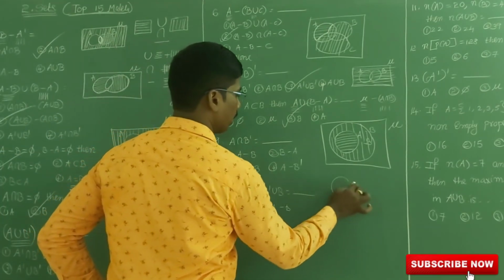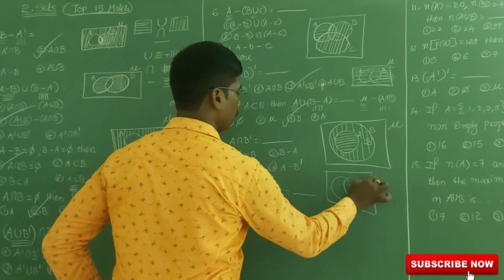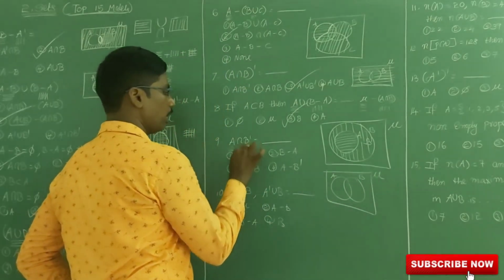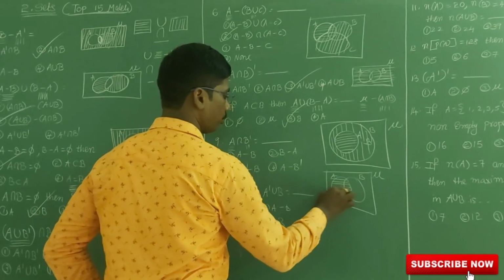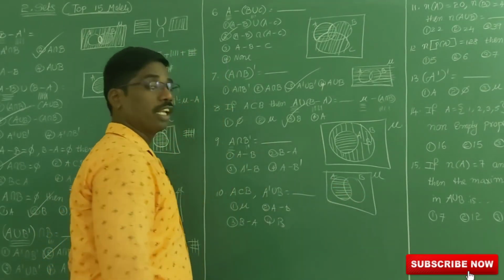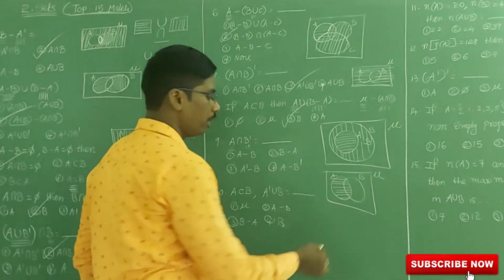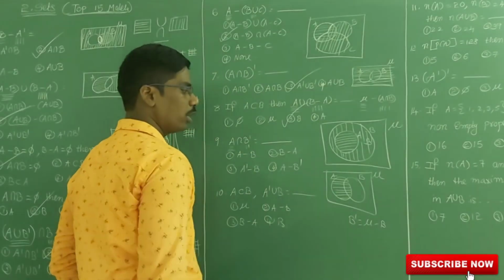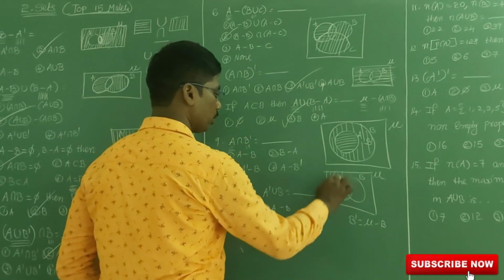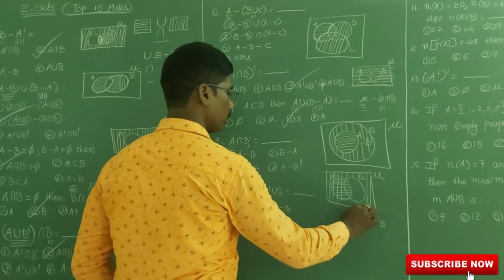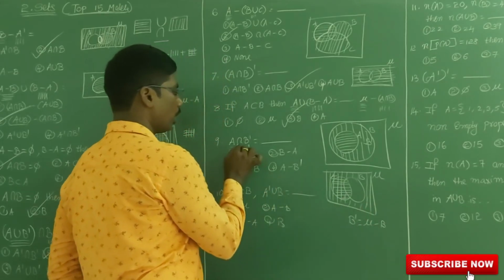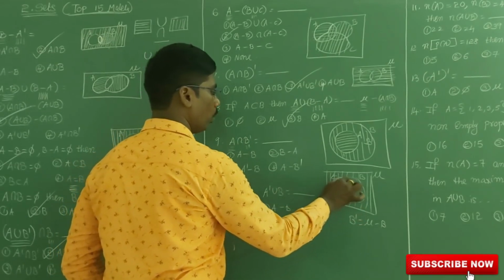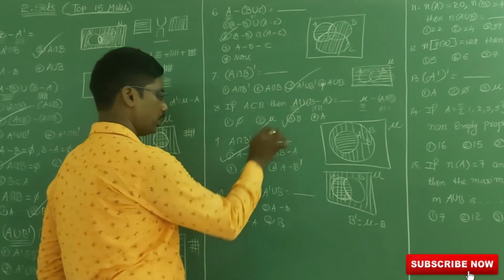Next, A intersection B dash. Mu, A, B. So A is horizontal, B dash is vertical. B dash means the elements should be present in mu, should not be present in B. B dash means mu minus B. So this one. So what we want is intersection. Intersection means this one. That is A minus B. Only A minus B. So the first option.